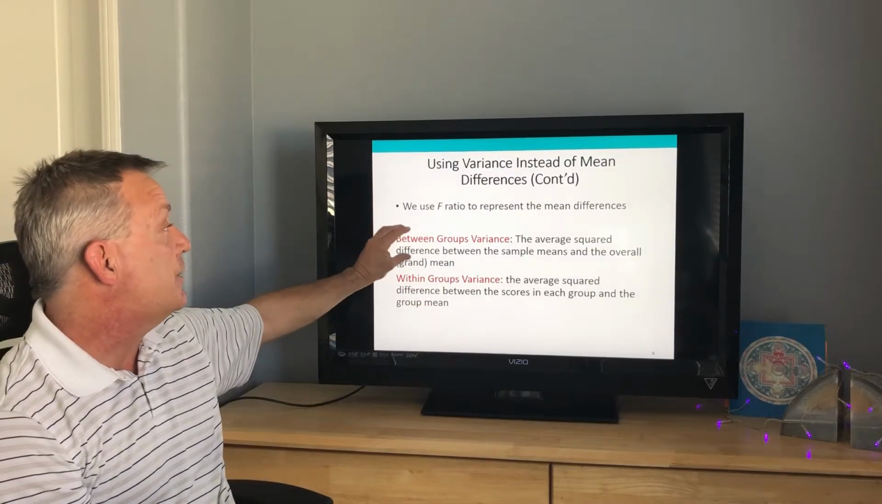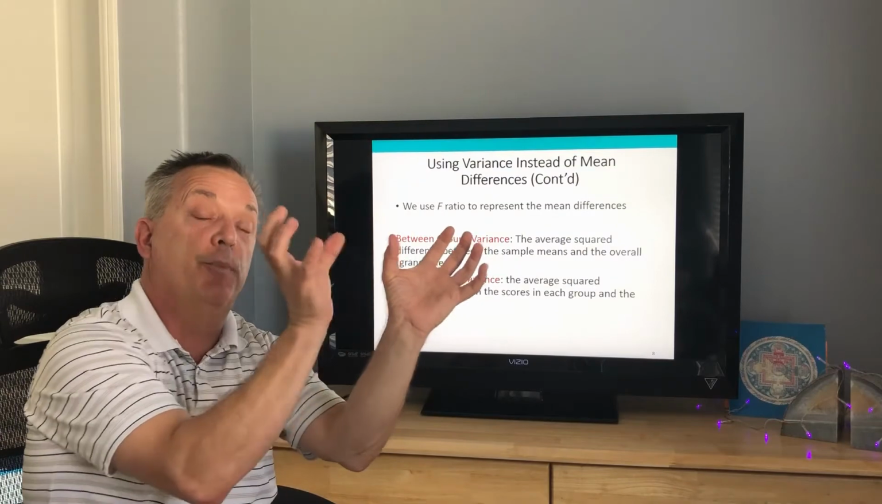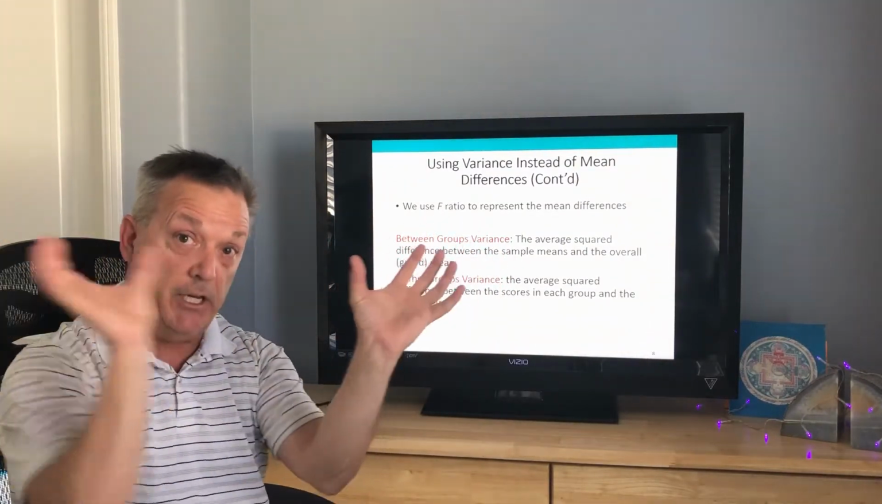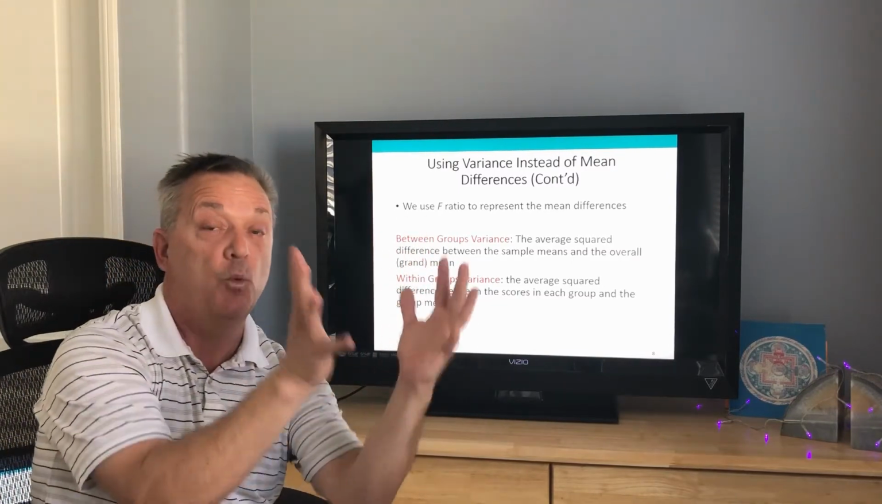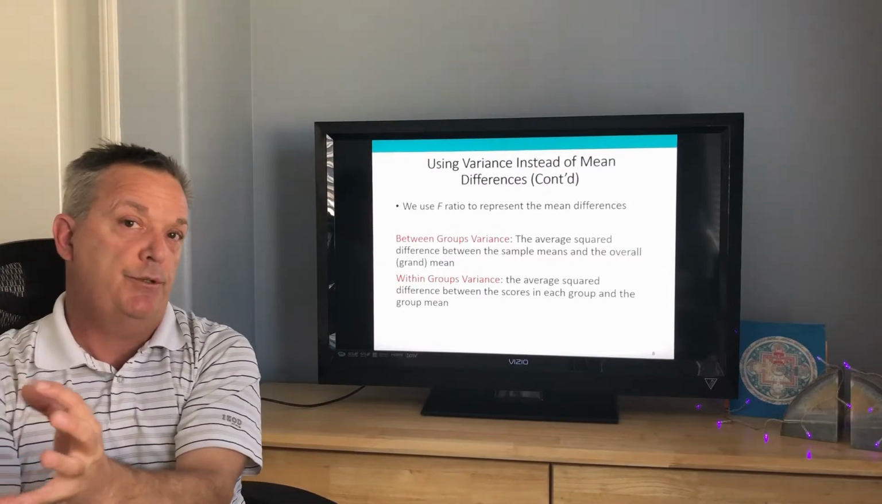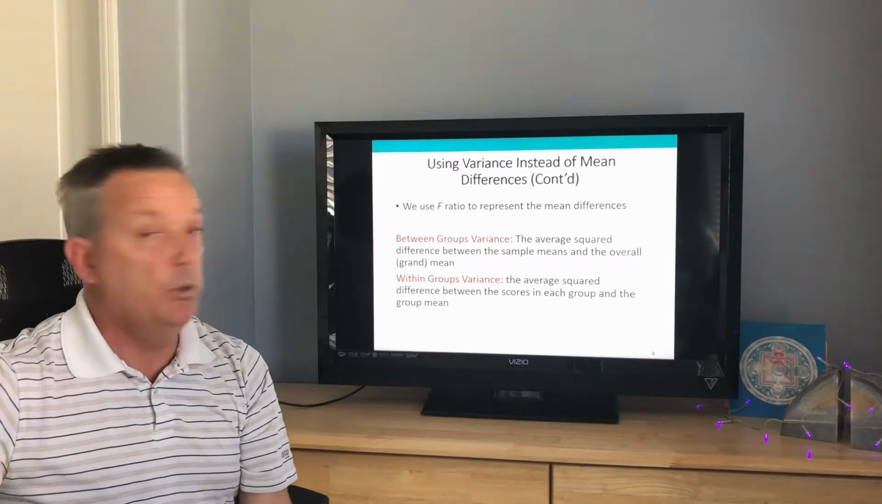So notice that this is the between groups variance. It's the variance of how each group differs, between each group, okay? And then the within groups variance, just think of it as the variance within each of the separate groups. So it's the estimated standard error within those groups pooled together.